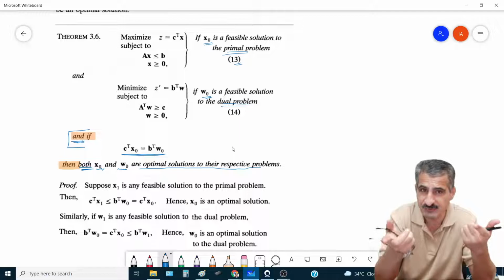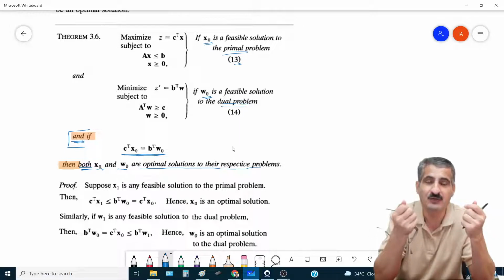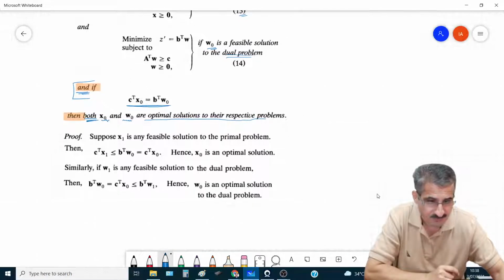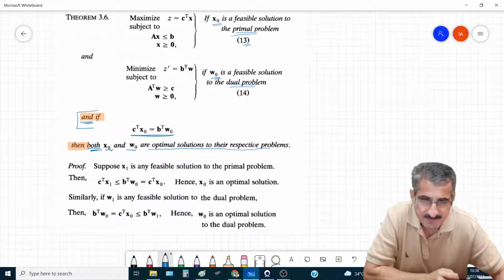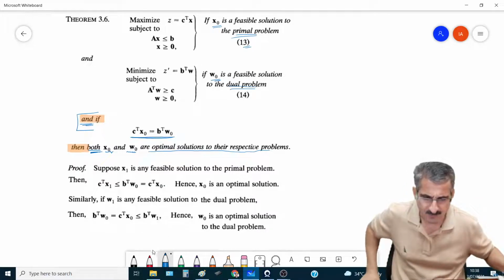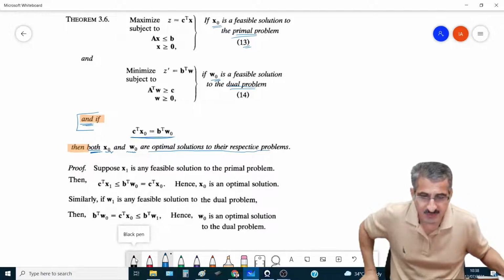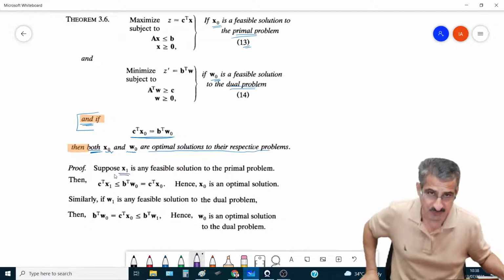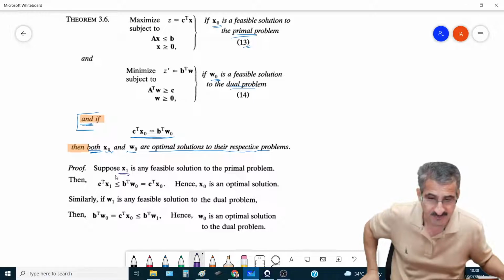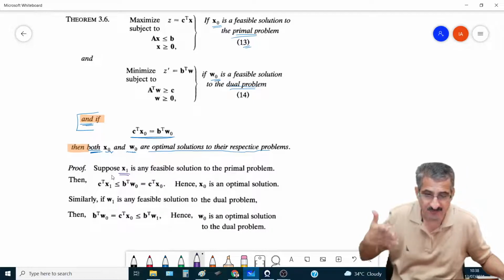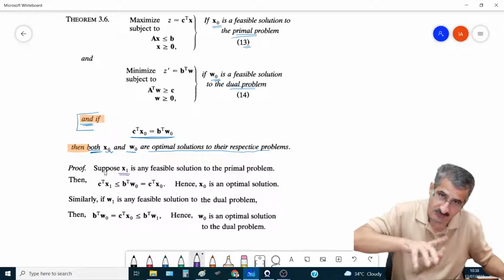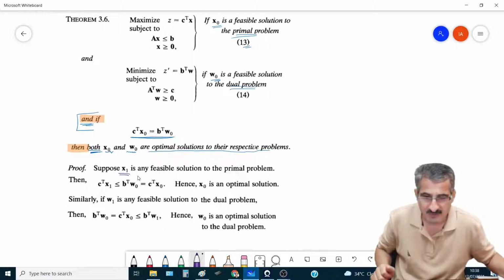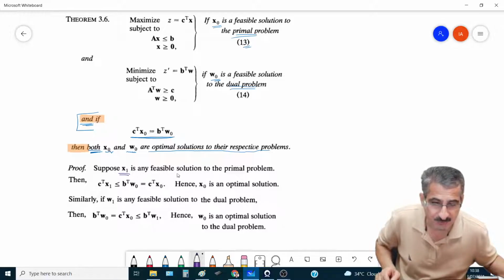Then these solutions, x naught and w naught, are optimal solutions. Okay, so optimal solutions. Let us see how we prove that. To show that x naught is an optimal solution, we will assume that we have another feasible solution, x1, and we show that the value of the objective function at x naught is bigger than the value of the function at x1. So suppose x1 is a feasible solution to the primal problem.